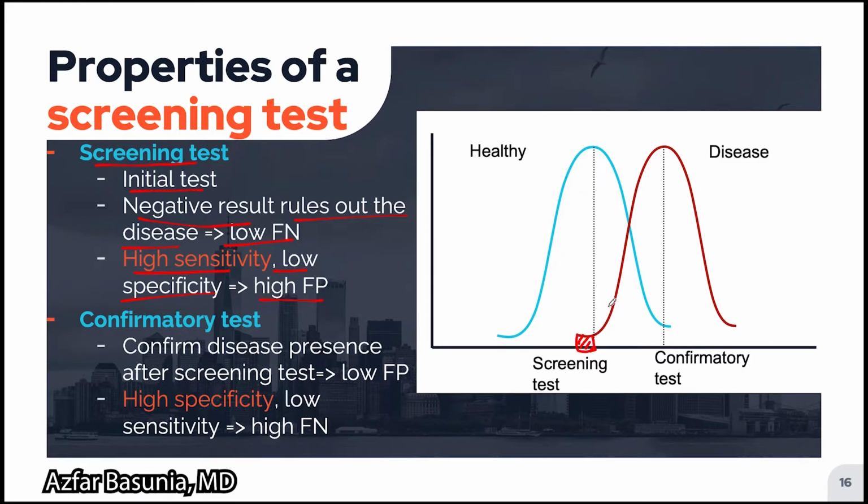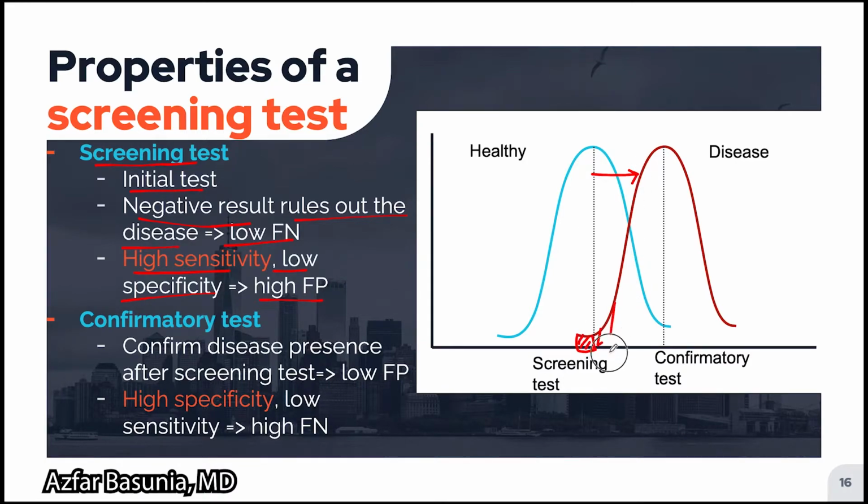High sensitivity means that the test has a high true positive rate, which are the patients with the disease who test positive for the disease. If the screening test threshold is here, that means anything to the right of this side are testing positive.